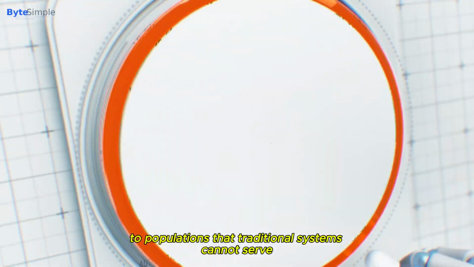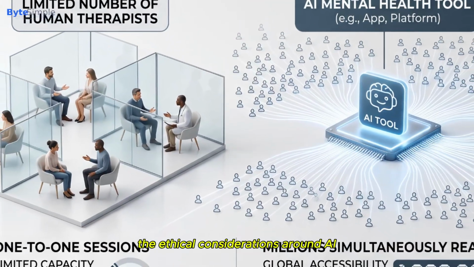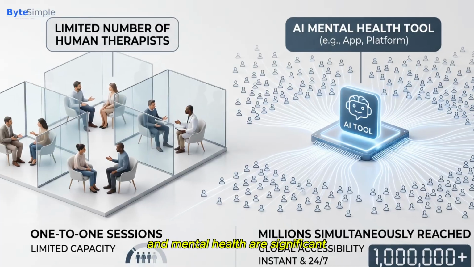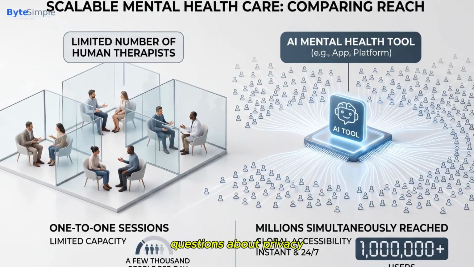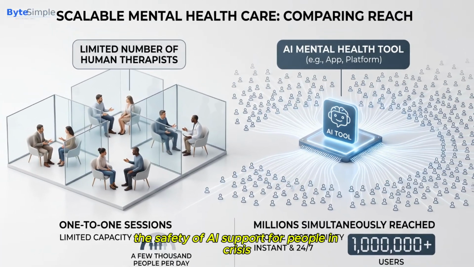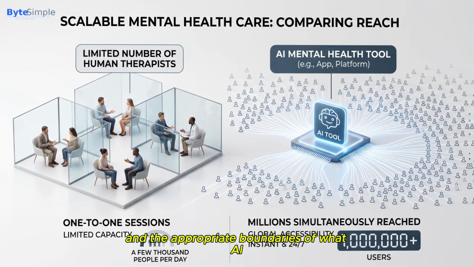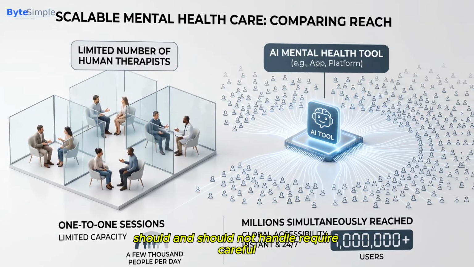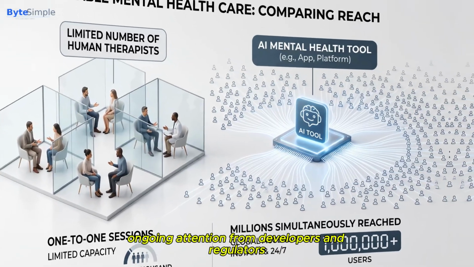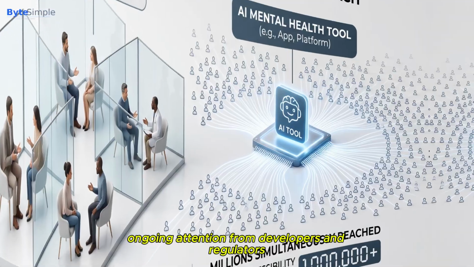The ethical considerations around AI and mental health are significant. Questions about privacy, the safety of AI support for people in crisis, and the appropriate boundaries of what AI should and should not handle require careful ongoing attention from developers and regulators.